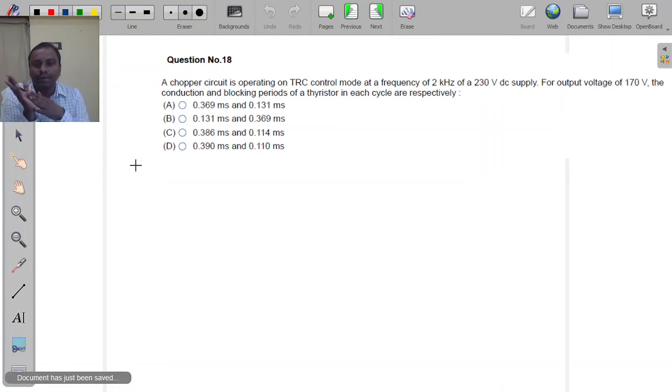A chopper circuit is operating on time ratio control mode at a frequency of 2 kHz from a 230 volt DC supply. For an output voltage of 170 volts, the conduction and blocking periods of a thyristor in each cycle are respectively given. Frequency of switching is 2 kHz and DC input voltage 230 volts. We require the output voltage of 170 volt. What are the conduction time period and blocking time period of a thyristor? They are asking.